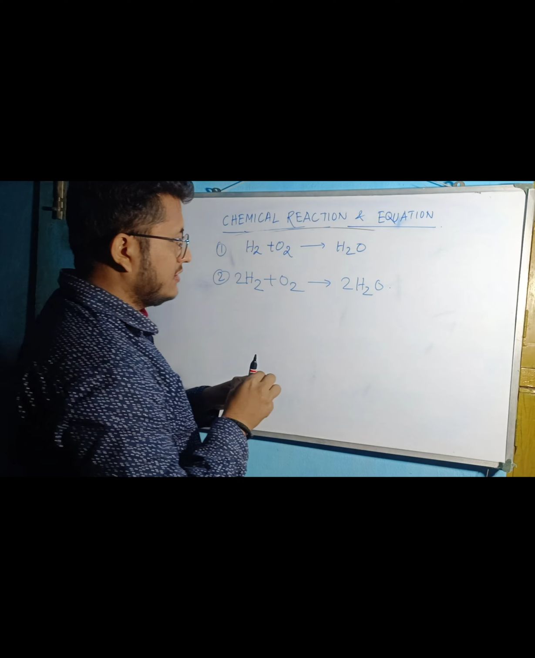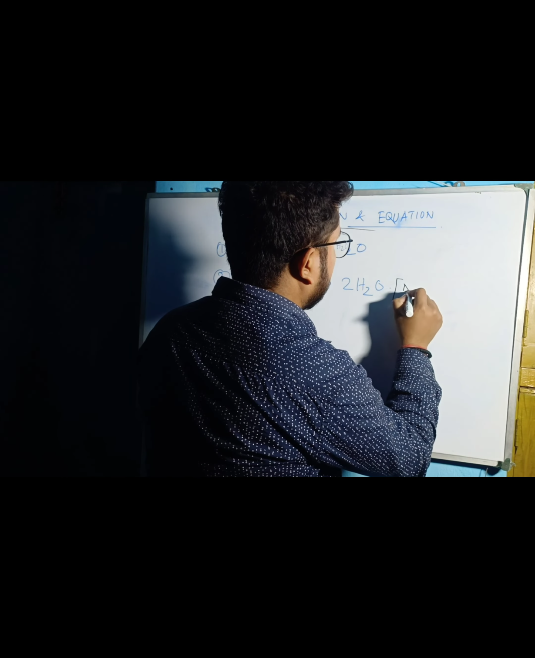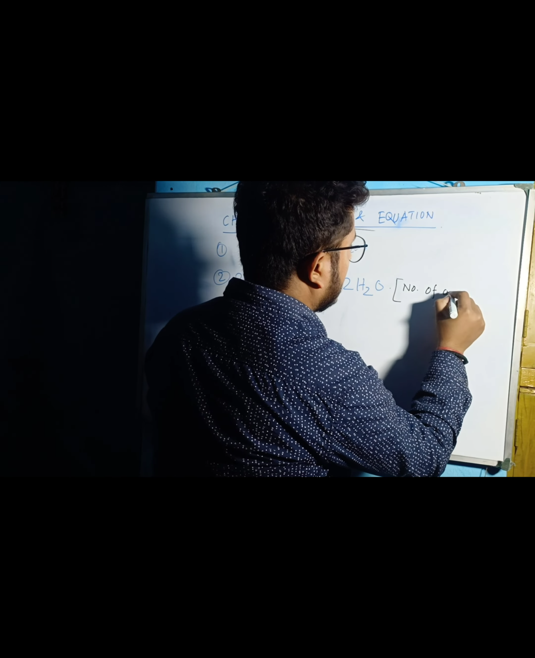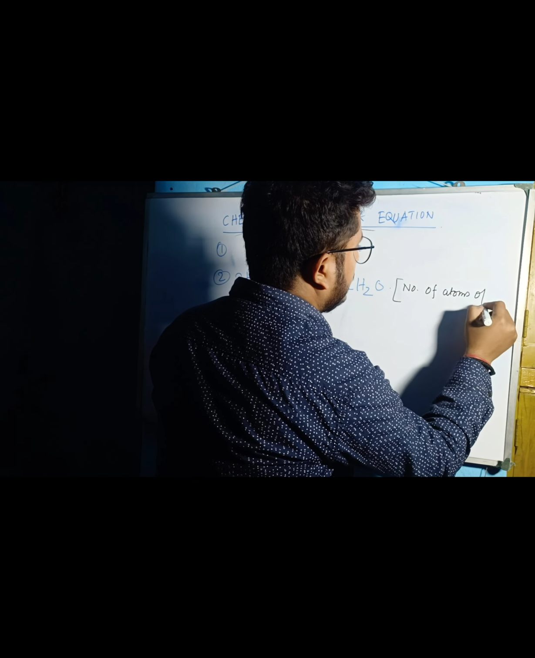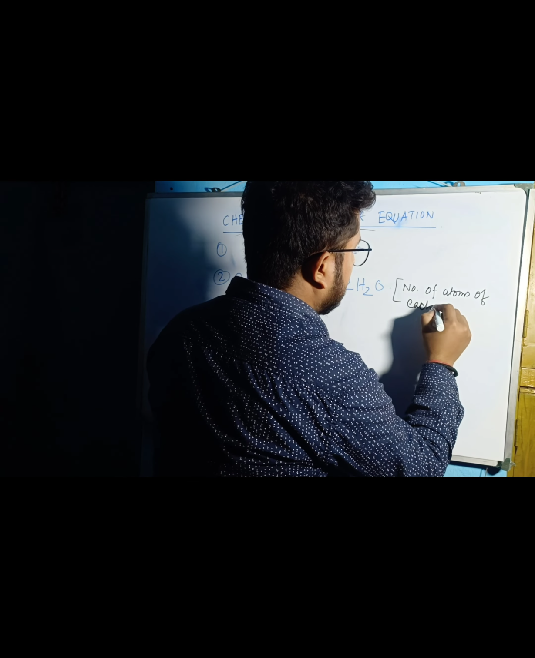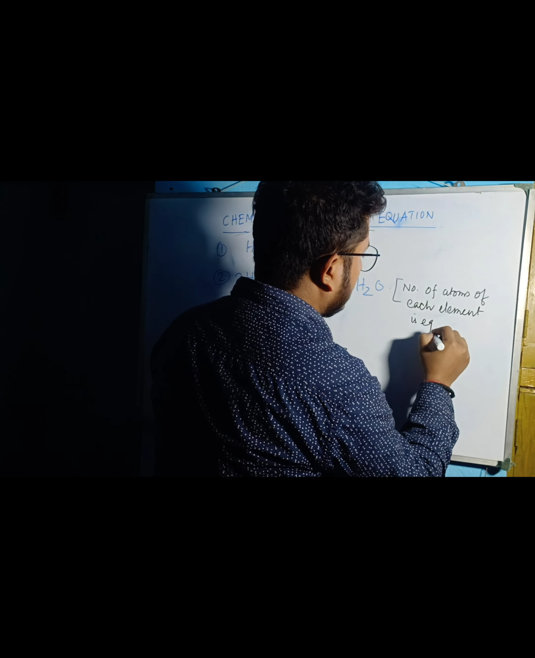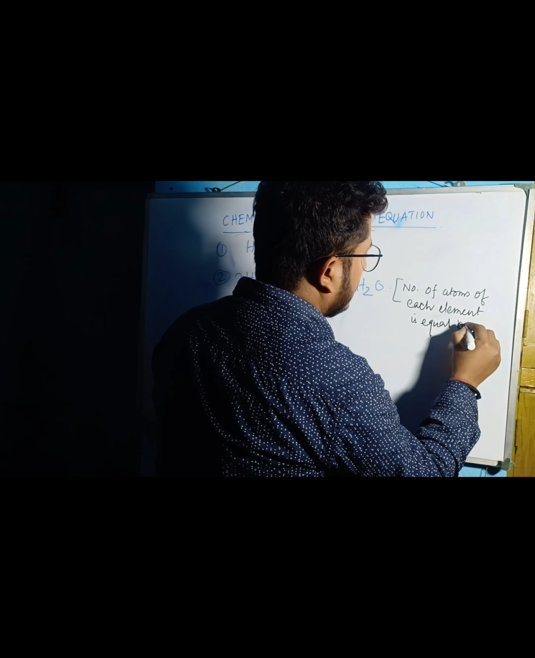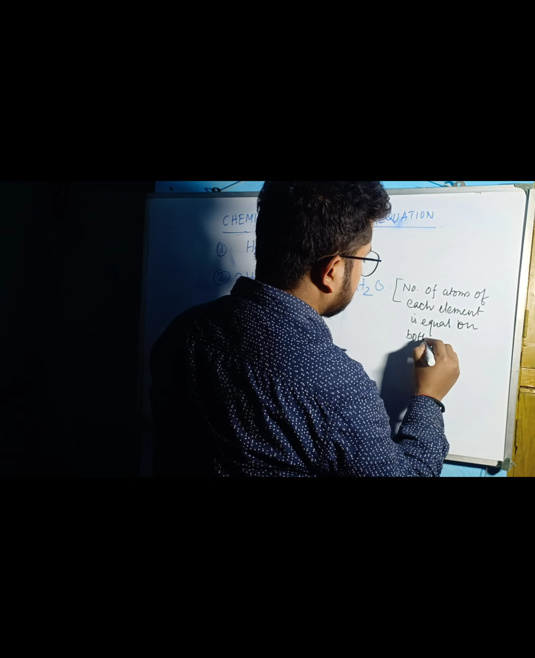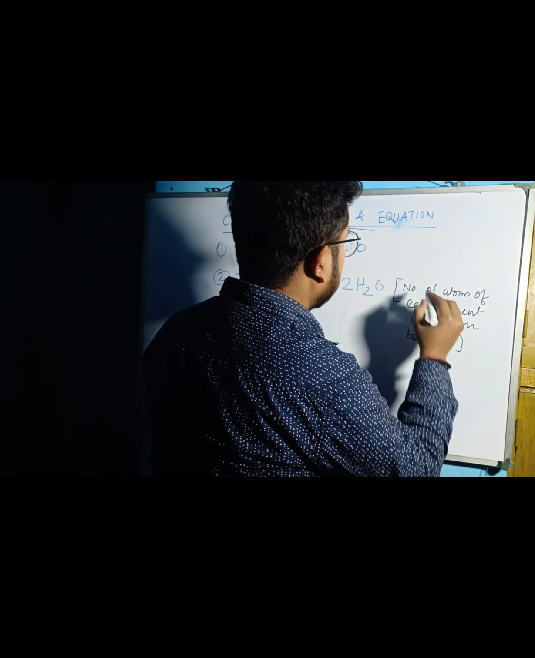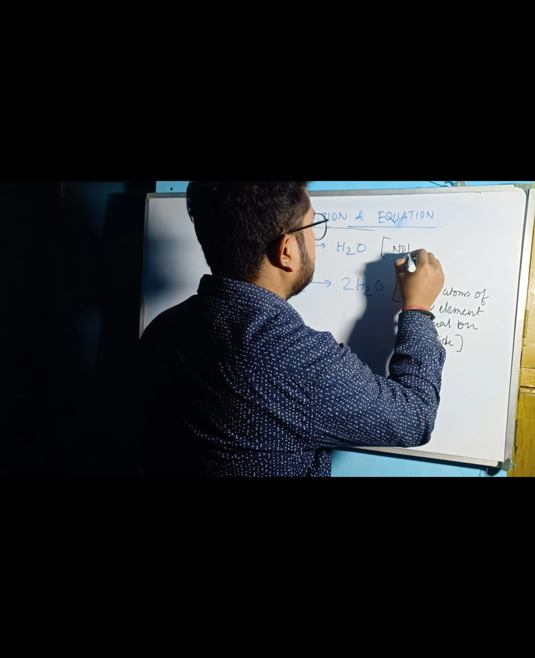Here the numbers are the number of atoms of each element, and in the second equation they are equal on both sides. Here, they are not equal.